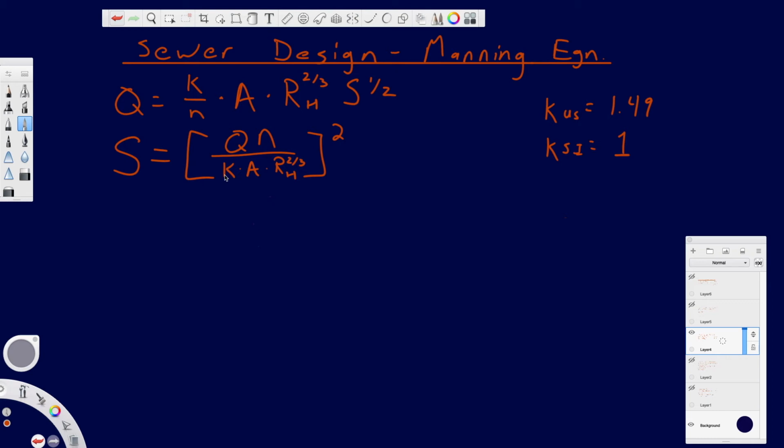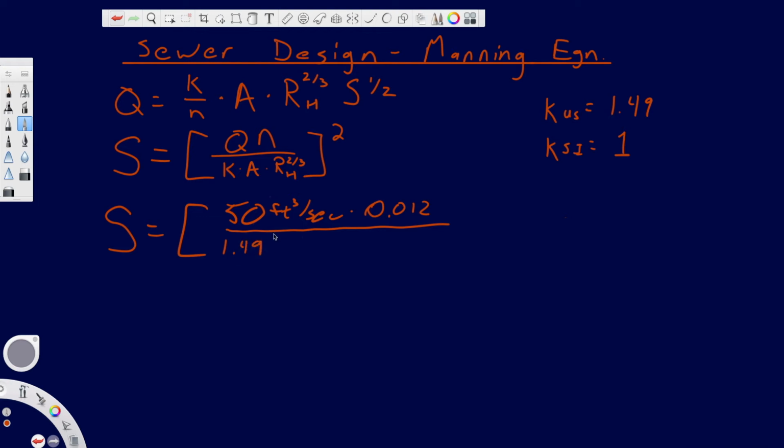So in our example, we have S equals 50 feet cubed per second. It's important that your flow rate is per second, because again, this is empirical, so you need to adjust. If you're given something that's not a flow rate per second, you're going to need to adjust that. Now we have our roughness coefficient 0.012, all divided by our correction for US units.